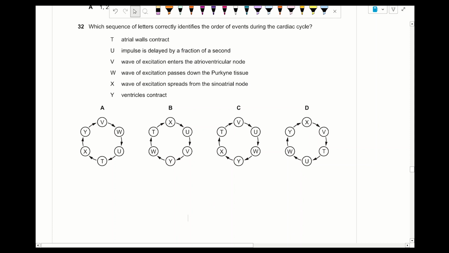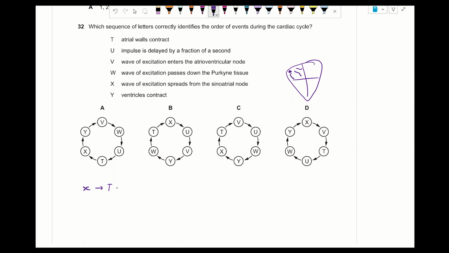Question number 32. Which sequence of letters correctly identifies the order of events during the cardiac cycle? So let's start in a systematic way. We know that the sinoatrial node found in the right atrium initiates a wave of excitation. So the first step is going to be X. Now, once this happens, the atrial walls contract, because we just mentioned that the sinoatrial node is at the right atrium. Therefore, when the wave of excitation spreads, the atrium contracts.